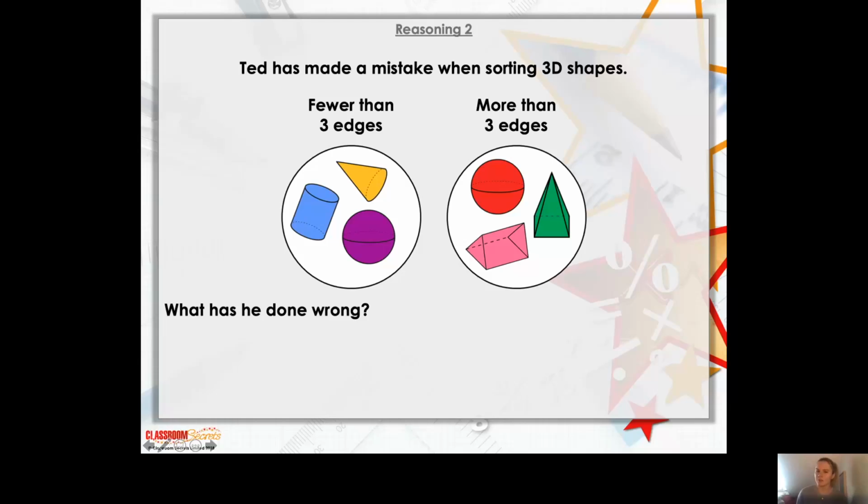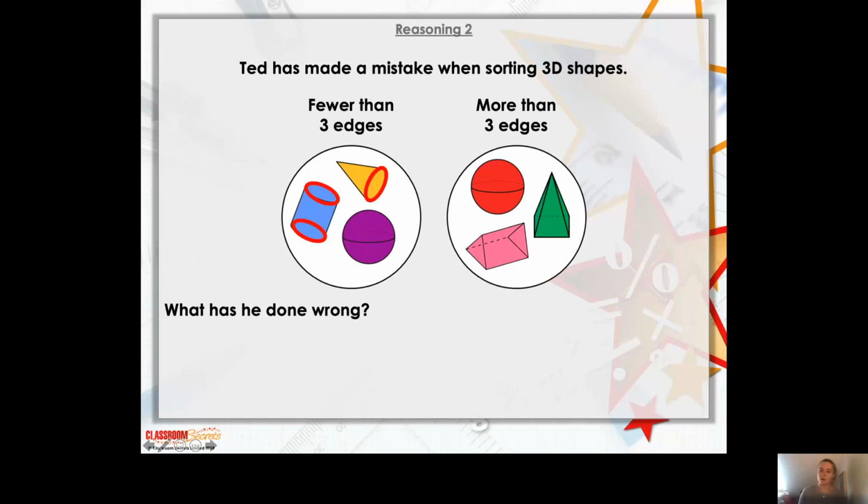Let's start with our cylinder. How many edges does our cylinder have? Well, our cylinder, remember, has 1, 2 edges, because this is where the curved surface and the 2 flat faces meet. Other than that, there are no other edges, because it's just one big curved surface. So we have 2 on our cylinder. Now, is that in the correct group? Well, yes, it is, because our group here says fewer than 3 edges and 2 is fewer than 3, isn't it? So that is correct. Well done, Ted.